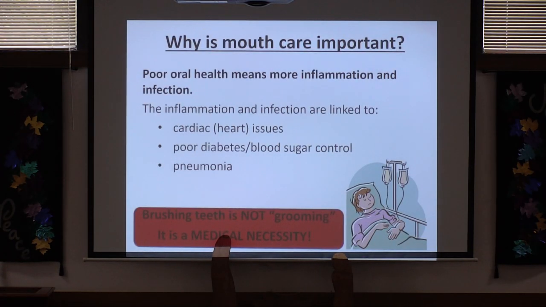Why is mouth care important? Well, poor oral health means more inflammation and infection. The inflammation and infections are linked to cardiac issues, poor diabetes blood sugar control, pneumonia. Brushing teeth is not grooming, it's a medical necessity.